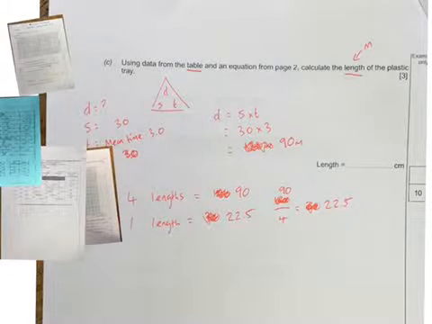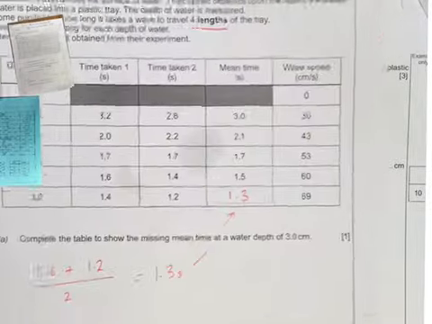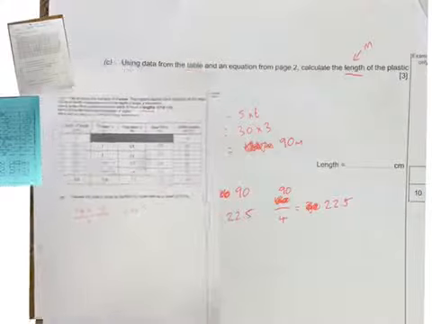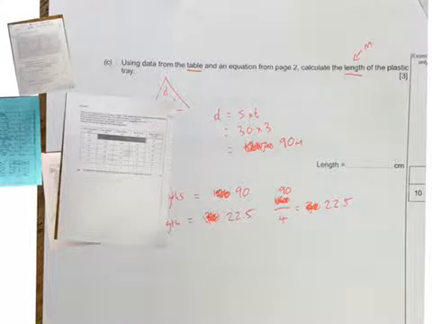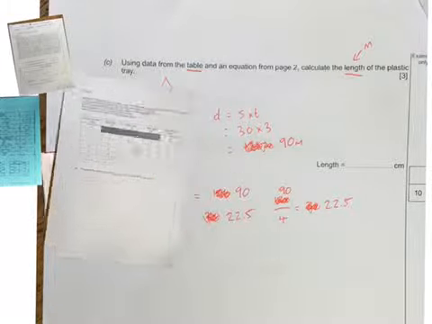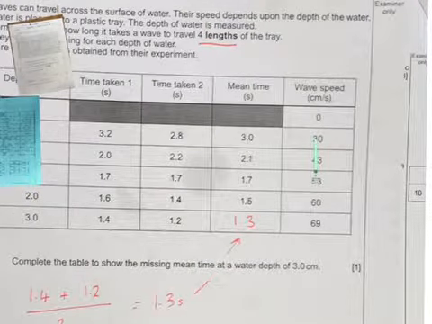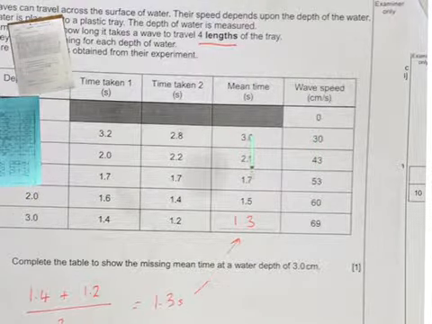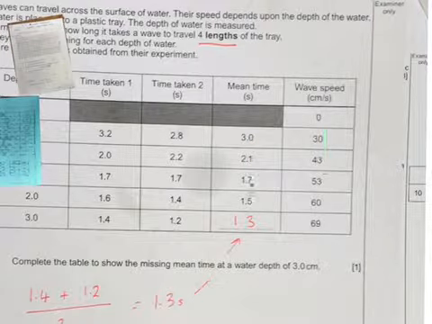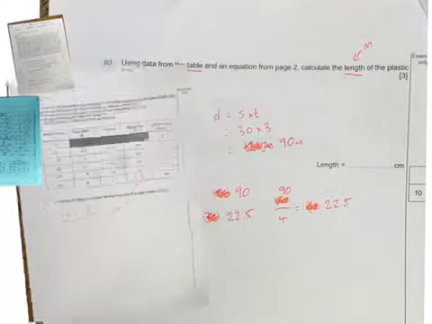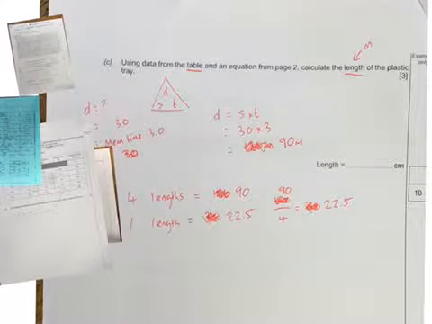So if we just look, I'm going to take values from the table. To get the length of the plastic tray, I'm going to do distance equals speed times time. And I've just taken any value here. So if the wave speed is 30 and the time is 3 seconds, the mean time, then I can get my distance from that. And it'll work for every one of these. So I've just picked the 30 and the 3. And then that's going to get you 90 meters.